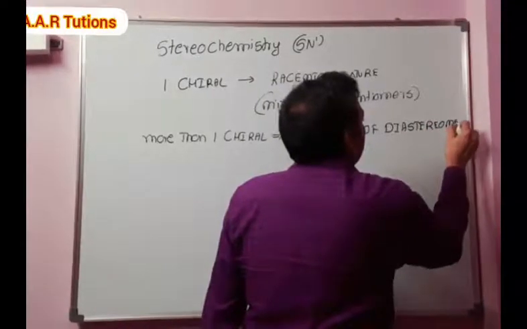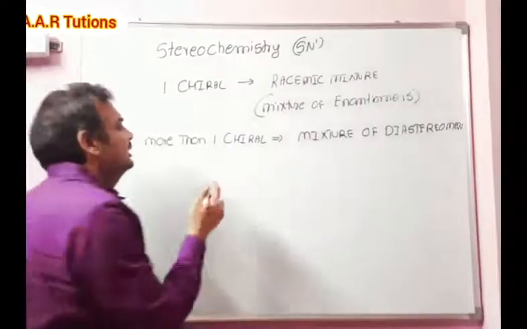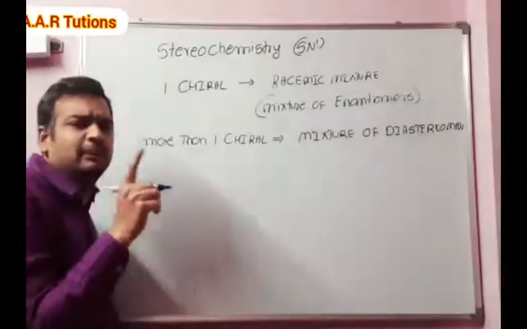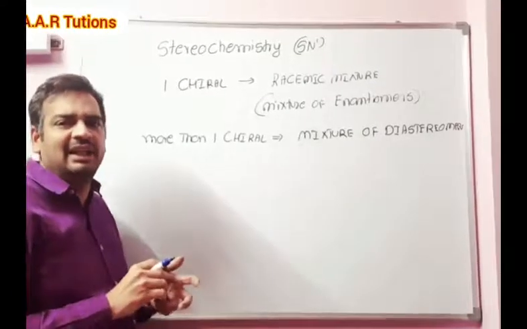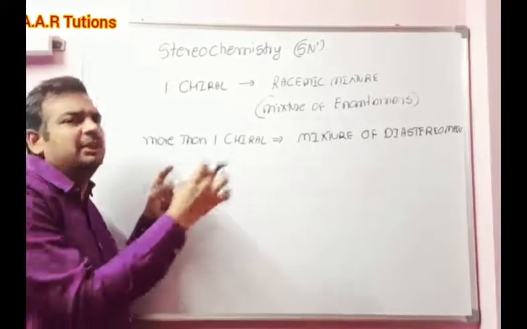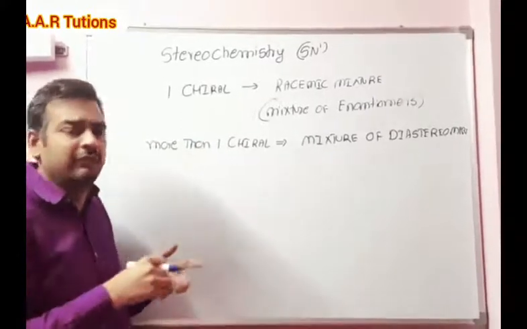In a racemic mixture, the inversion isomer is always the major one when compared to the retention isomer. Why? Because in retention it is still facing some steric problem, so the retention isomer is less when compared to the inversion isomer.